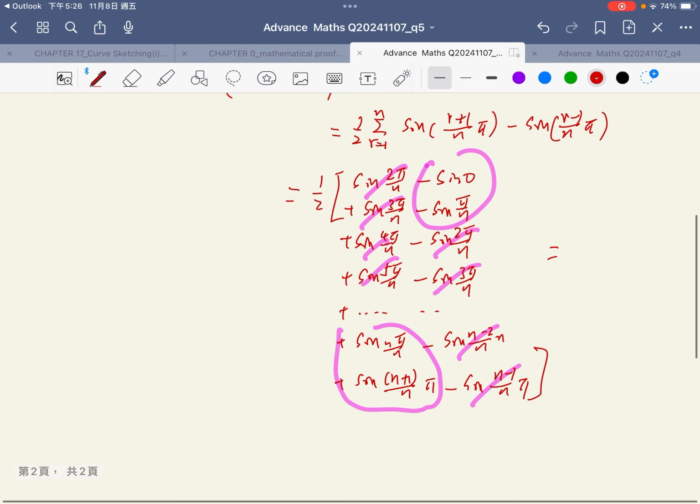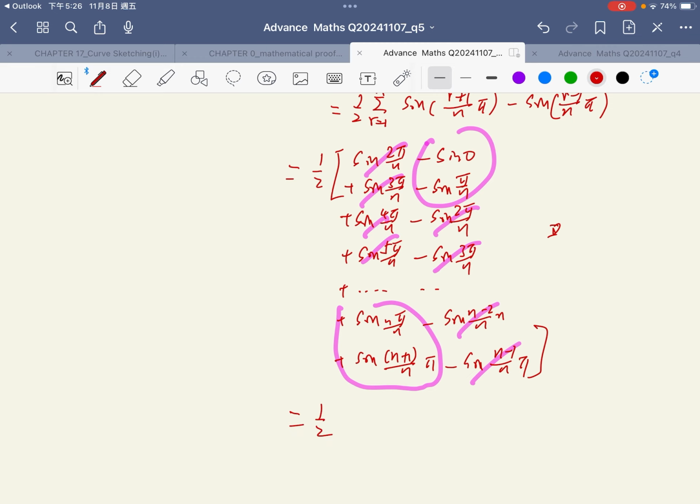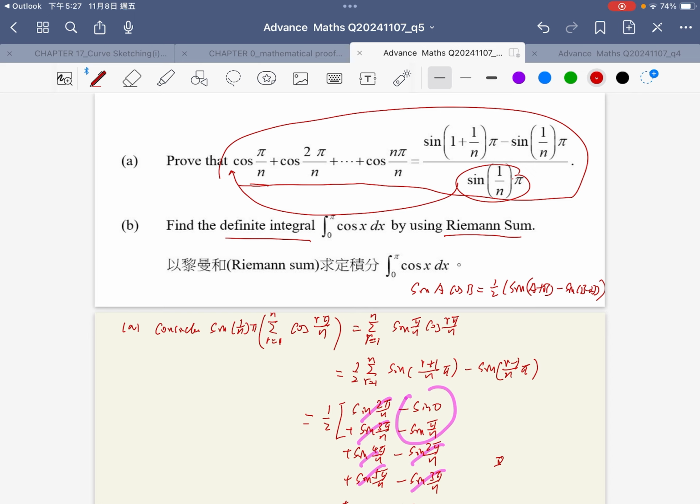Therefore, the final result is 1 over 2 times: this is 0, this term is negative sine pi over n, and this term sine pi is also equal to 0, plus this term, which is sine of n plus 1 over n pi. That is the result it deserved.